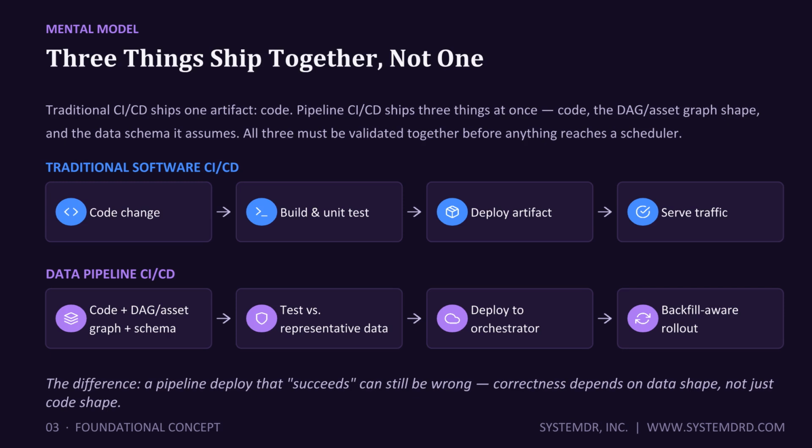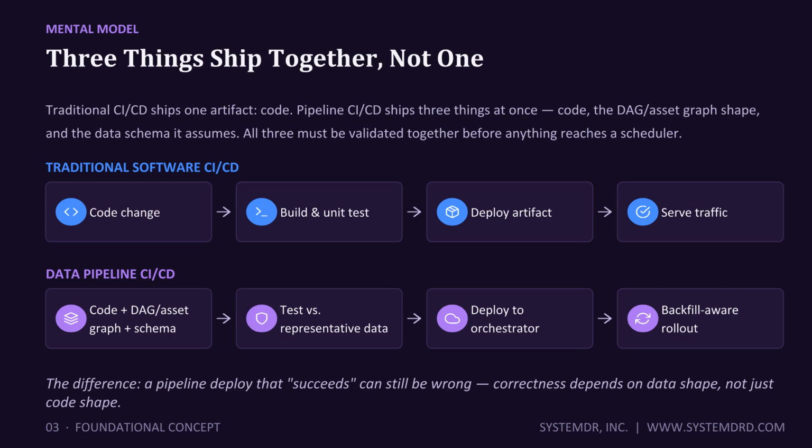And deployment doesn't target a fleet of servers, it targets an orchestrator. Rollout has to be backfill aware, because if a broken version ran for 6 hours before anyone rolled it back, the fix isn't just deploy the old code, it's deploy the old code and reprocess the window that ran wrong.